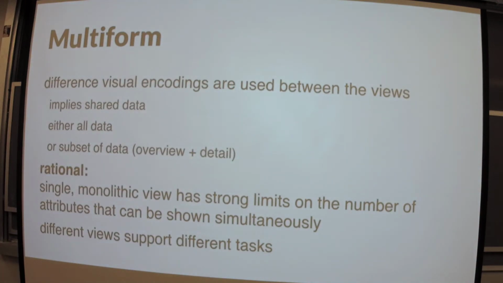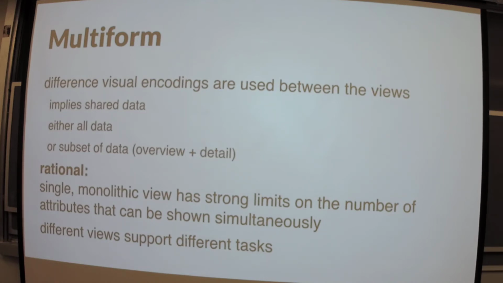So what we just saw here is also called multiform visualization. We have different visual encodings used between views. We have a map and bar charts, for example, and a line chart for temporal data. Multiform does imply there's some shared data, where either all of the data is shared or a subset of the data is shared, and we have an overview plus detail.